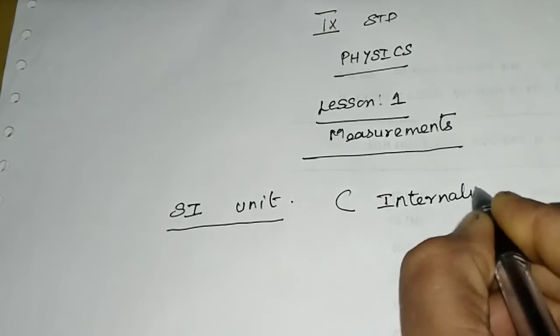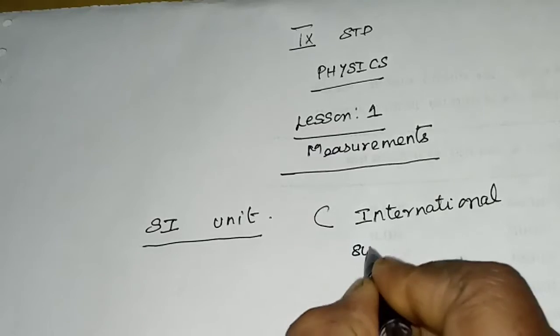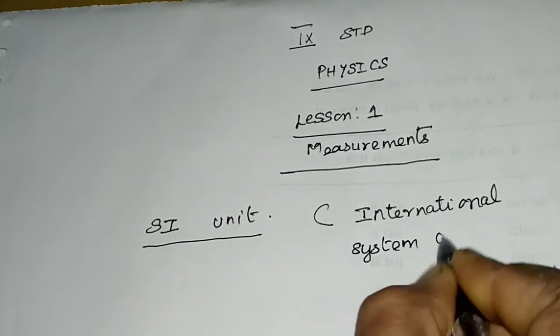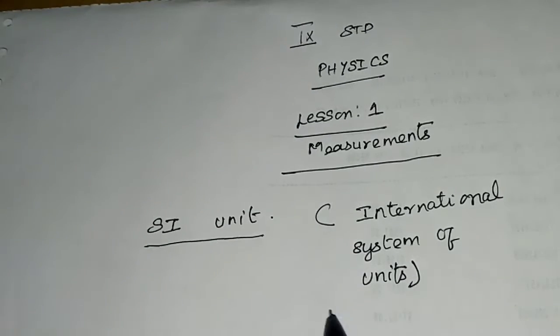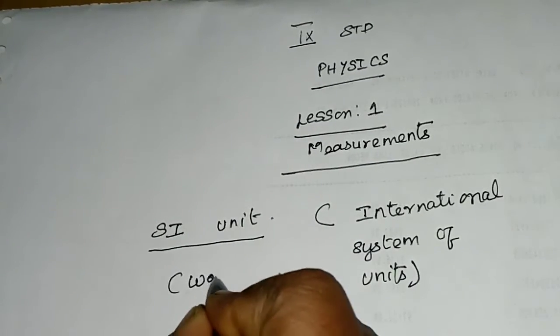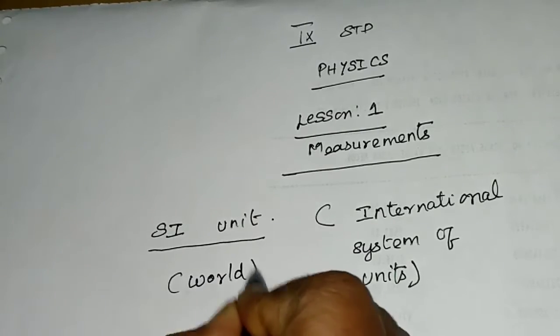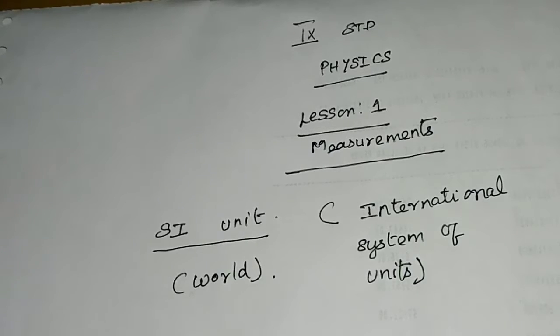International System of Units. That means these are the units which are accepted all over the world. These units are divided into two types: fundamental units and derived units.